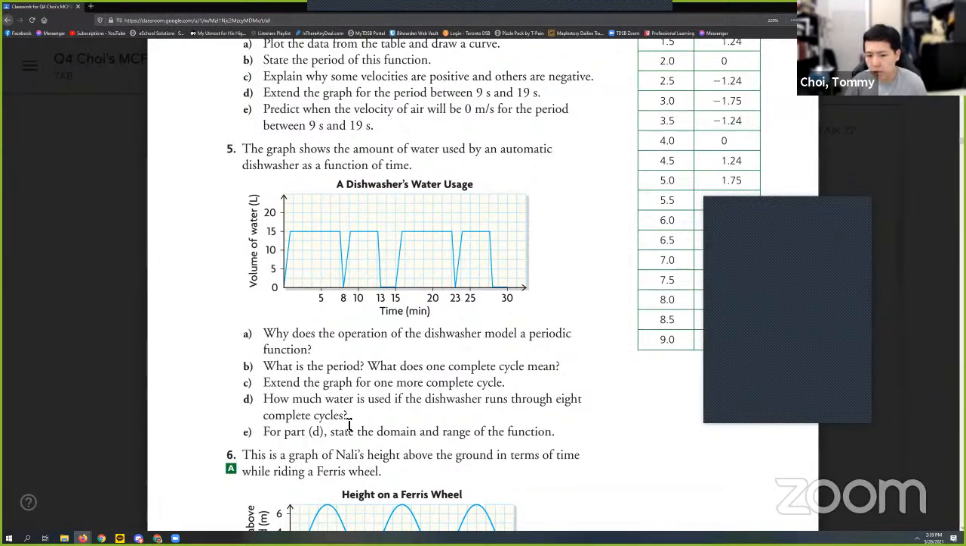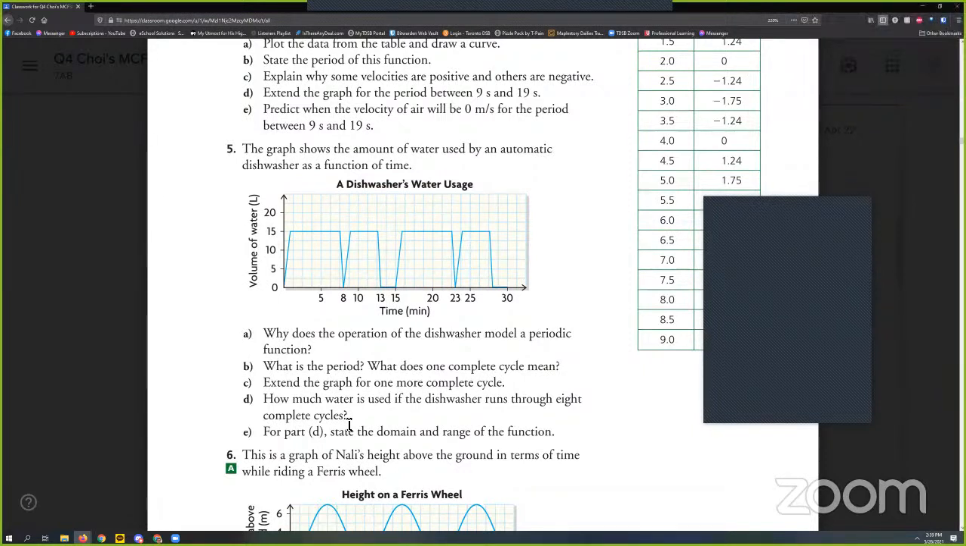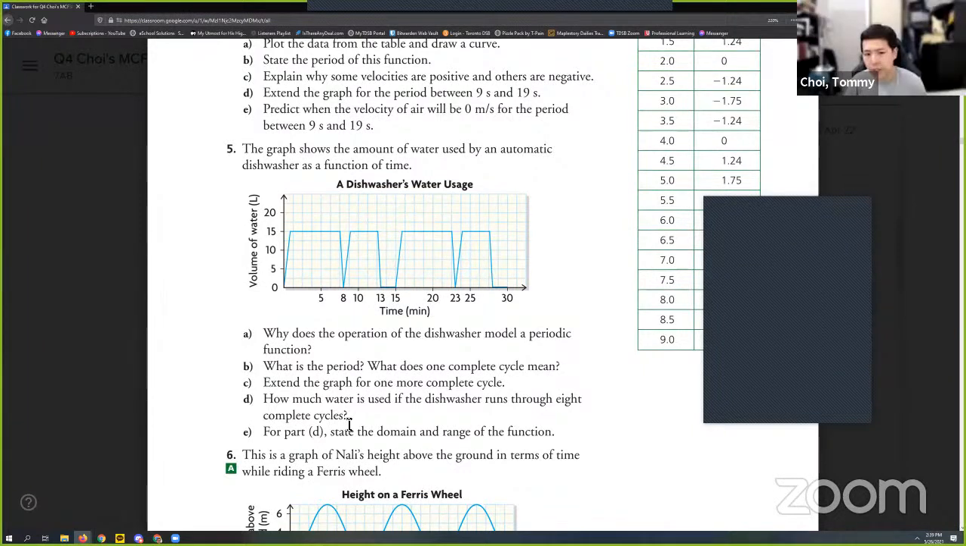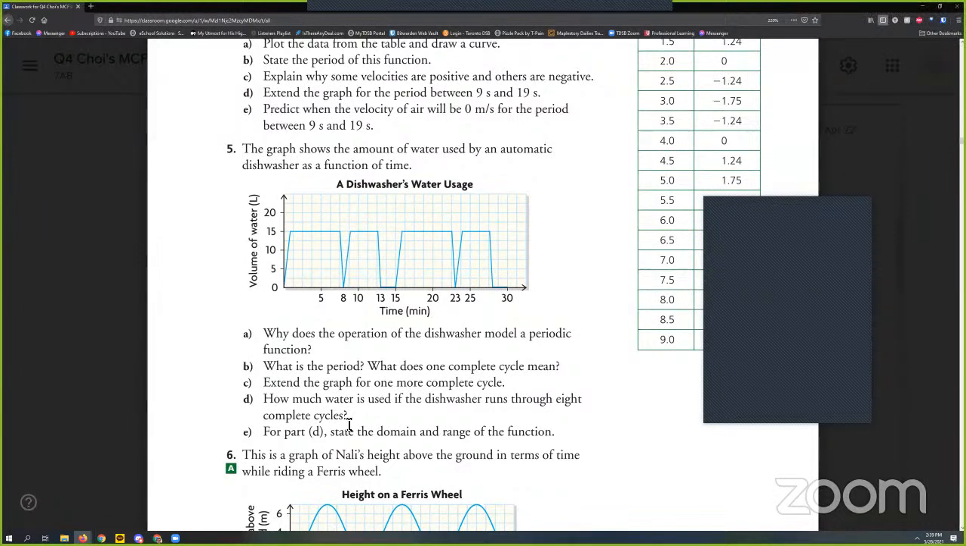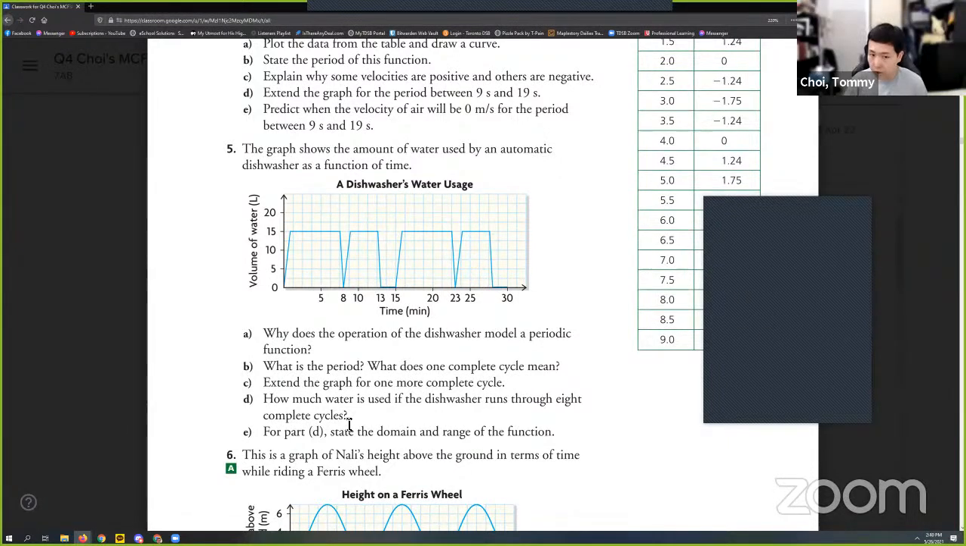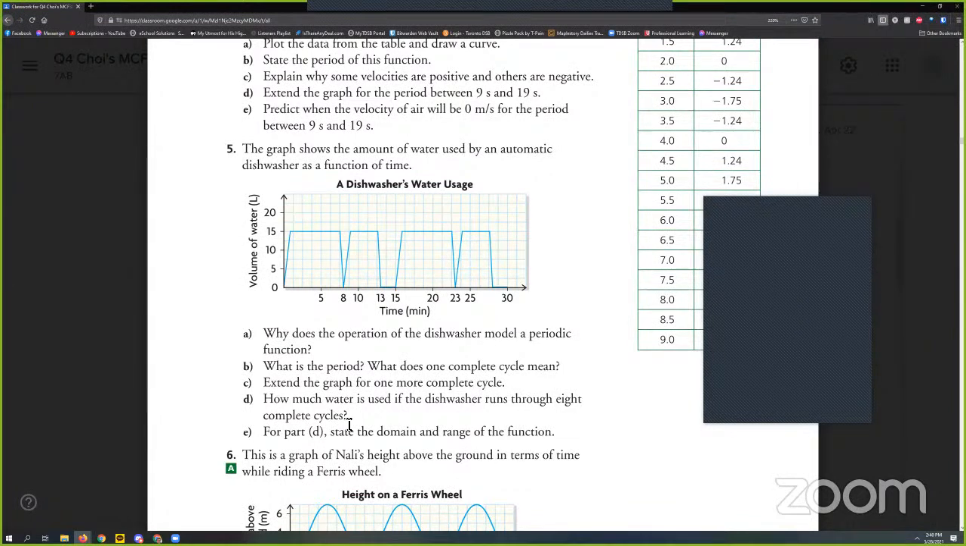Any ideas? 120 liters, maybe? And how did you get that? I did 15 times 8 because isn't 15 minutes one cycle? It is 15 minutes for one cycle. How much water is being used within those 15 minutes? How did you find that? You just did 15 times 8? Yeah, and also if you see the maximum, it's also 15 liters.